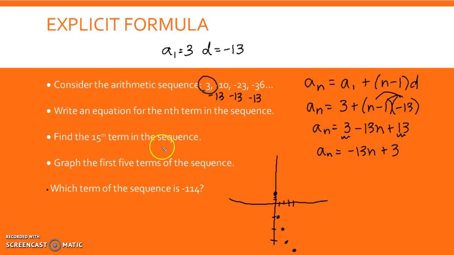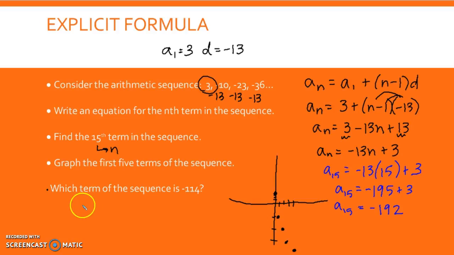Okay, I want to find the 15th term. I'm going to find the 15th term by using my formula here. 15 is my nth term, so that's what I'm going to plug in for n. So I have a sub 15 equals negative 13 times 15 plus 3. So then a sub 15 equals negative 195 and then plus 3. Negative 195 plus 3 is negative 192. So my 15th term is negative 192.